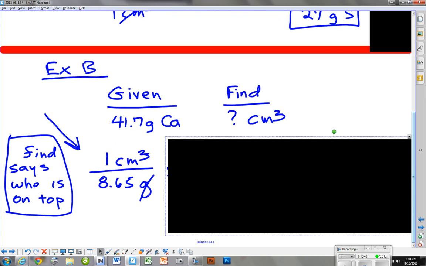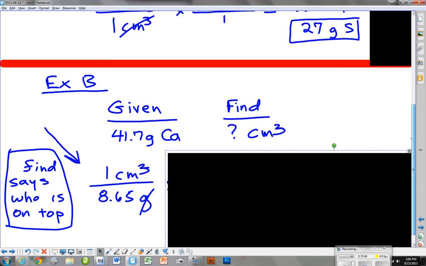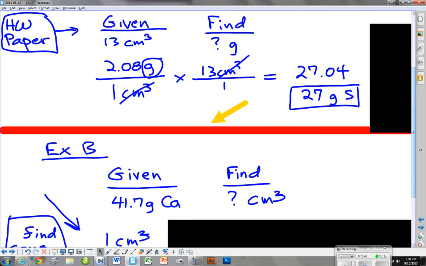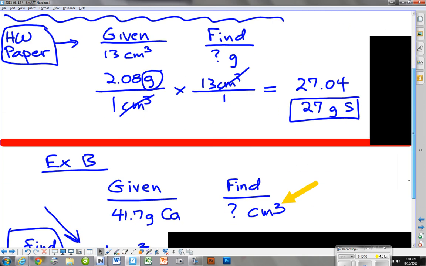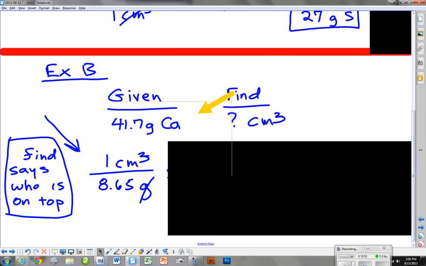Because cubic centimeters is the find, and let's get my arrow back here. Okay, the cubic centimeters here is the find. The given is this. So the find determines that cubic centimeters here has to be on the top. Ben, I'd like your attention up here. Okay. Thank you. And so the other side of the equality, which for this particular element is 8.65 grams, is equal to 1 cubic centimeter, that's going to go on the bottom.